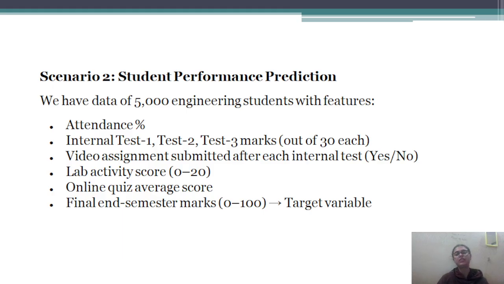The objective of this scenario is to predict the final performance of the student based on their academic activities throughout. This kind of model is very useful for early prediction of student success or failure.